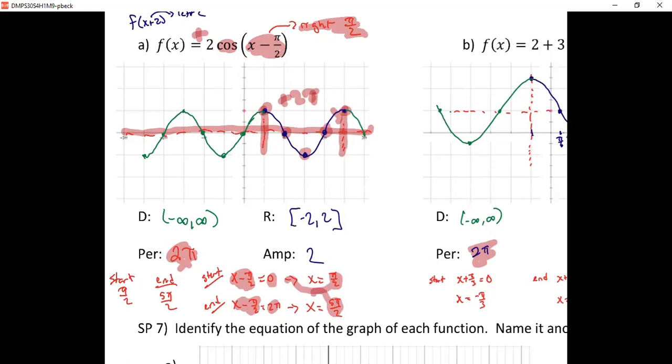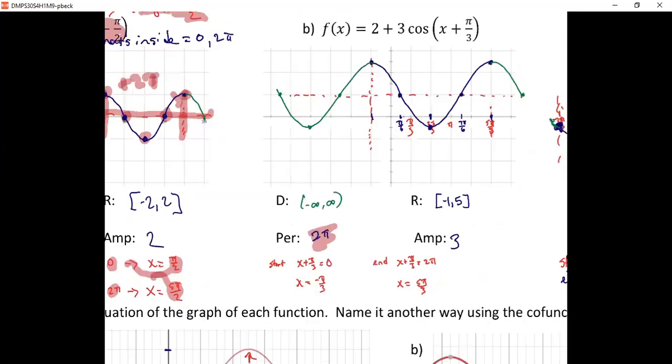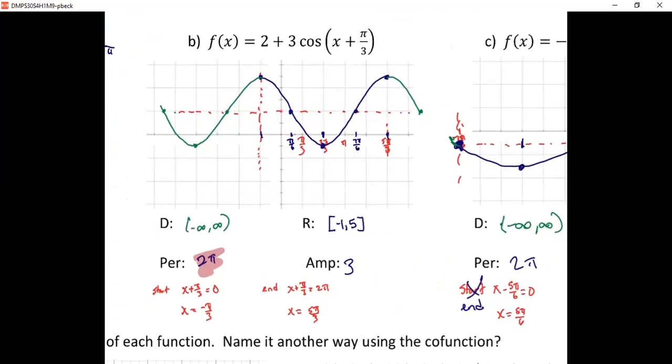So again, you set what's inside equal to 0 and to 2 pi because that's our beginning and our end. So let's take a look at it with this graph. When it comes to this graph, I do see that it is a shift left pi over 3. But if I say x plus pi over 3 equals 0, then I get x equals negative pi over 3, which is going to be my beginning. If I set x plus pi over 3 equal to 2 pi, I get 5 pi over 3, which is going to be my end.